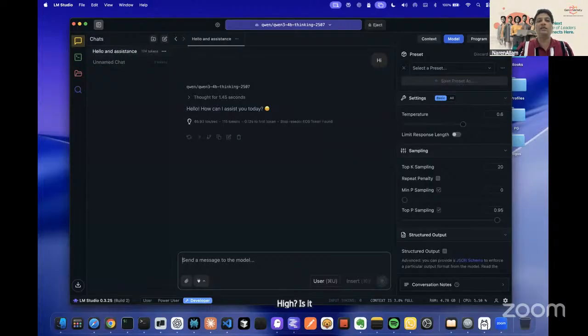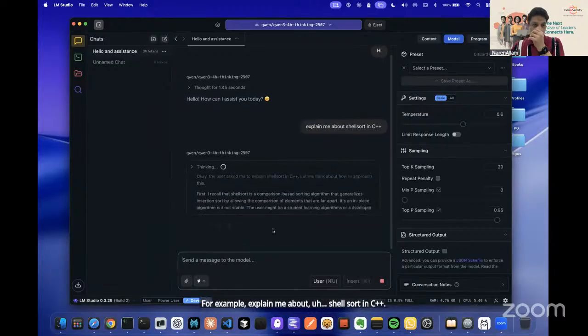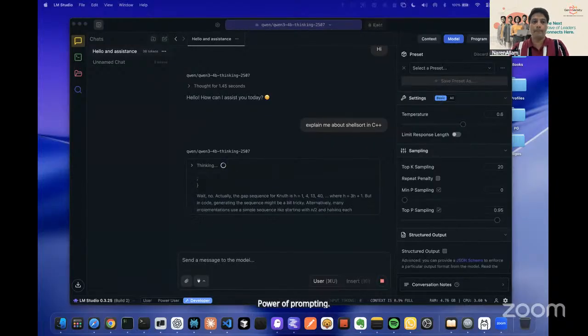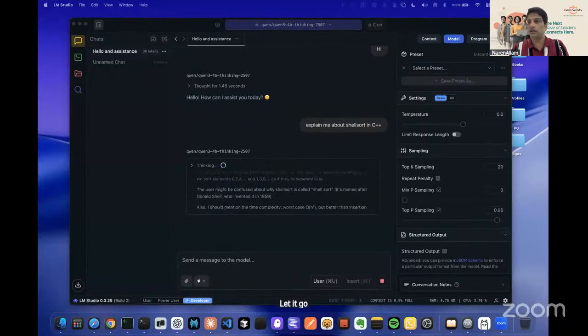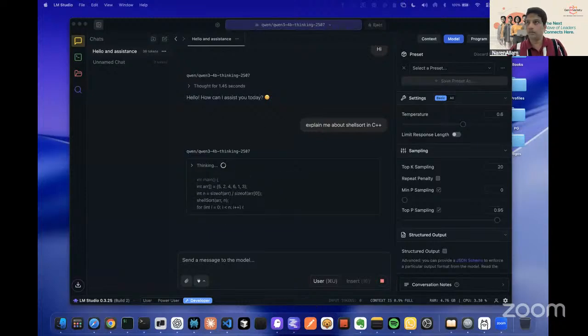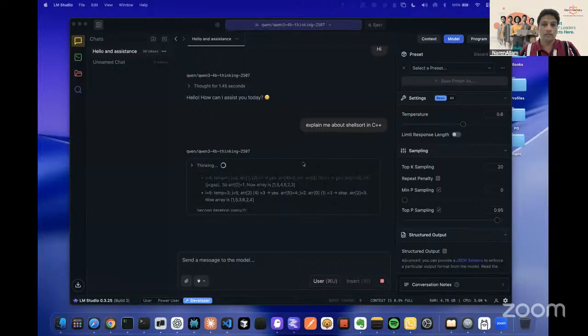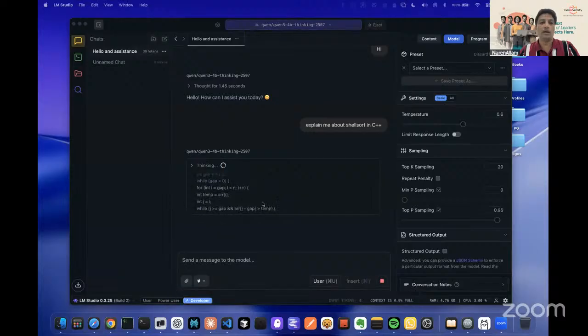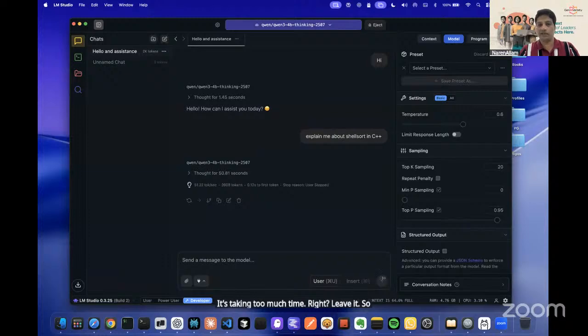Hi, it's a thinking model. Basically, it can reason about what you are asking. For example, explain to me about shell sort in C++. And I'll give you one beautiful prompt. You understand the power of prompting. It is thinking too much, right? Let it think. We can actually restrict its thinking ability also. For now, let it be. It's taking too much time, right? Leave it. We'll take some other example, some other model.